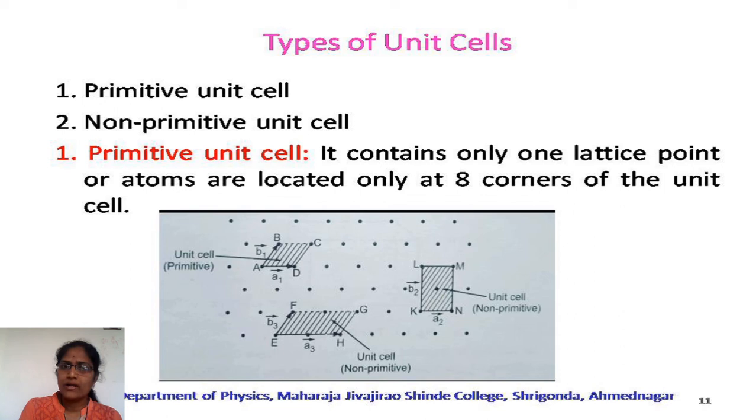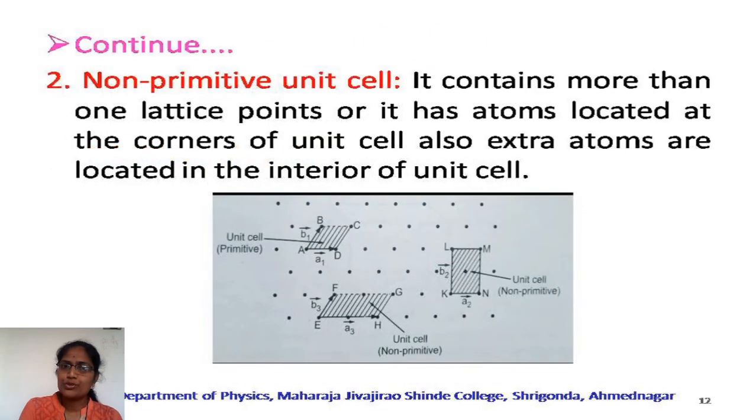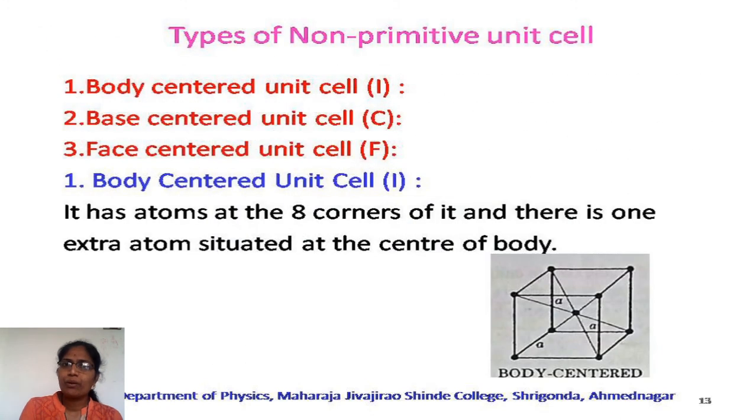A primitive unit cell will have atoms only at the corners of the unit cell. Non-primitive unit cells will have atoms at corners as well as in the interior of the unit cell. Based on the position of the extra atoms in a non-primitive unit cell, non-primitive unit cells are again classified into body-centered unit cell I, base-centered unit cell denoted with capital C, and face-centered unit cell denoted with capital F.